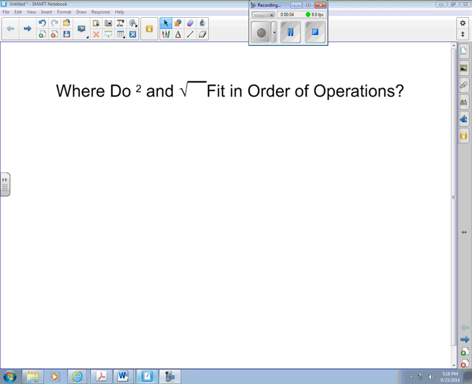Hi everybody, sorry once again that I have to be away this week, but it's unavoidable, so I just recorded a quick little lesson for you guys where we'll do something with squares and square roots that we haven't done yet. We'll figure out where they fit in order of operations.